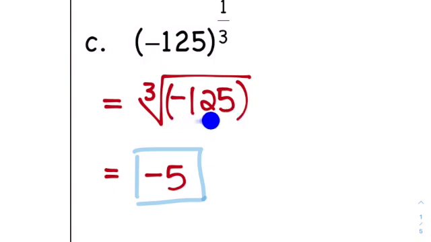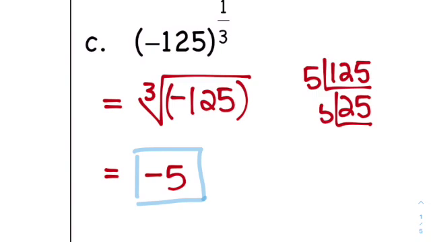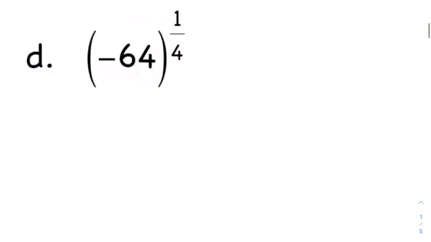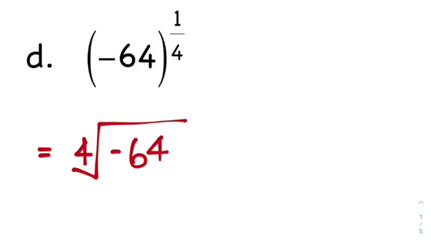So now after that, what I'm going to do is take the 125 and break it down. That's a 5, and that's 25, and 5 again, divided by 25 is 5. Because it's an odd root, I can have a negative inside of the root, and that's why the answer is negative 5.